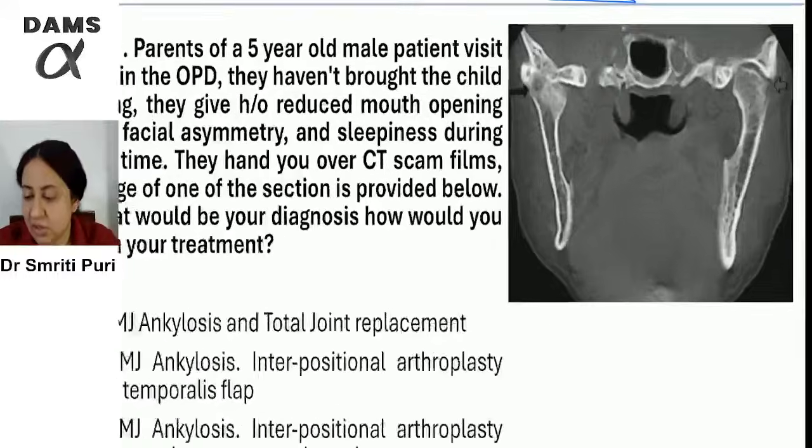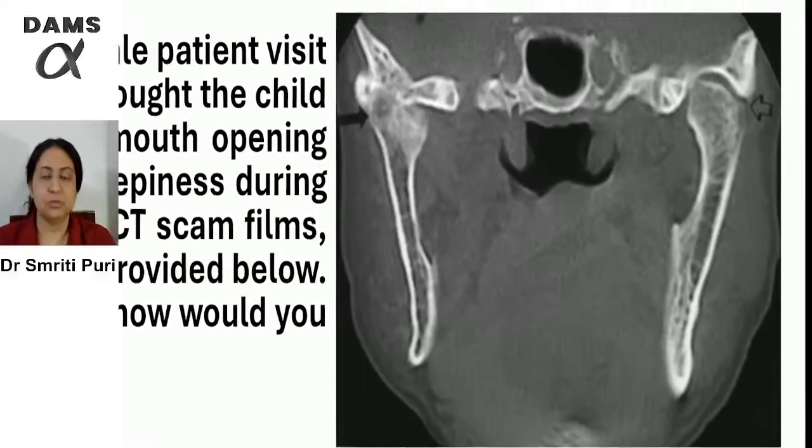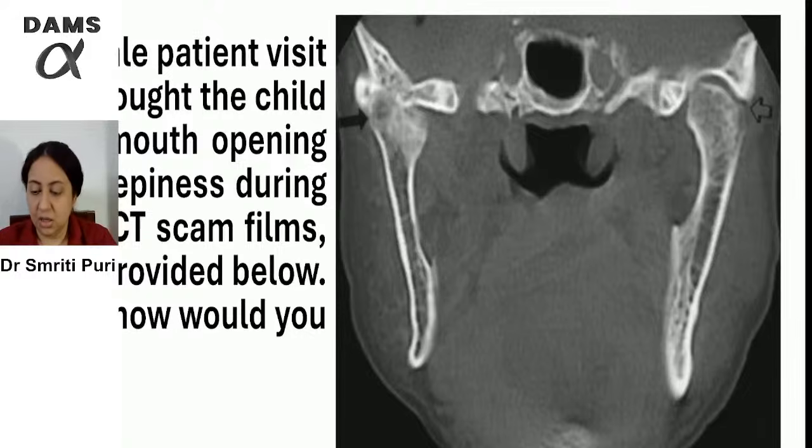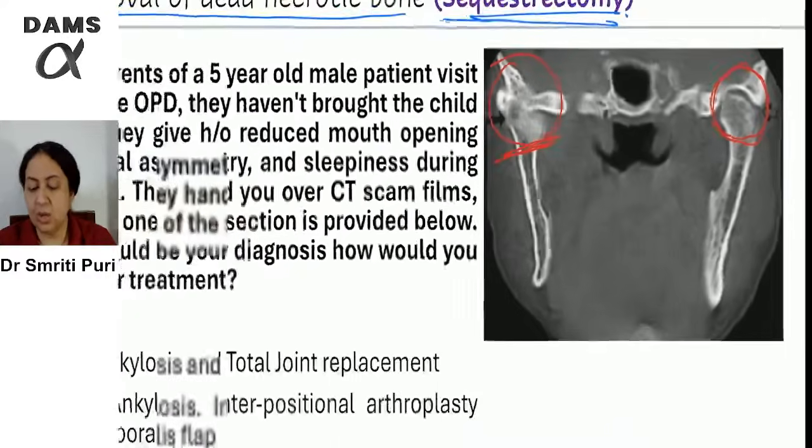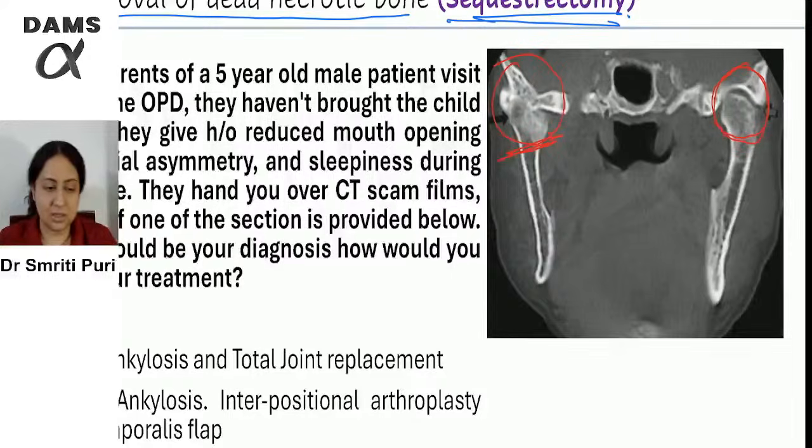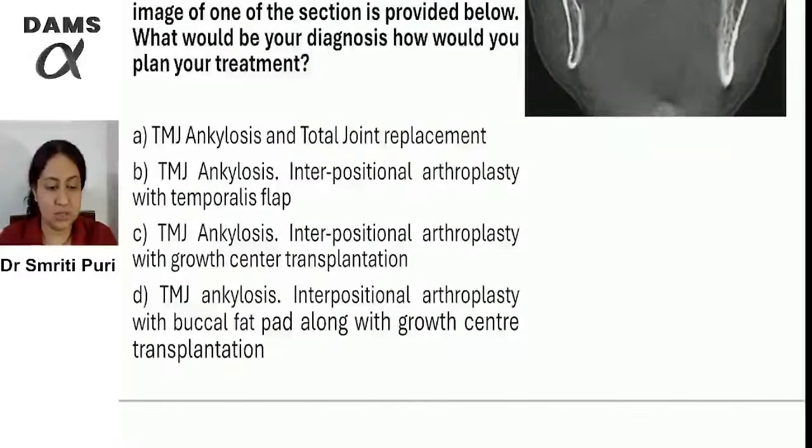Okay, so I will just zoom out. Here you see bony ankylosis, and here you see somewhat partial fibrous type of ankylosis. But this is significant. Now the diagnosis is obviously TMJ ankylosis, right? Let's look at our options.